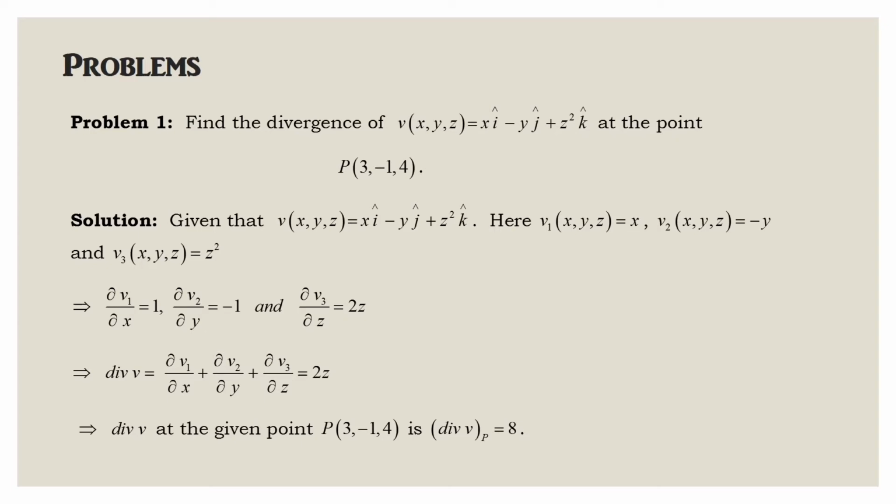But we have to find out the divergence at a given point, say P equals (3, minus 1, 4). Here the x value is 3, the y value is minus 1, the z value is 4. So in the divergence of v, we have to substitute these values. Since div v equals 2z and the value of z is 4, we obtain div v equals 8. We are done.